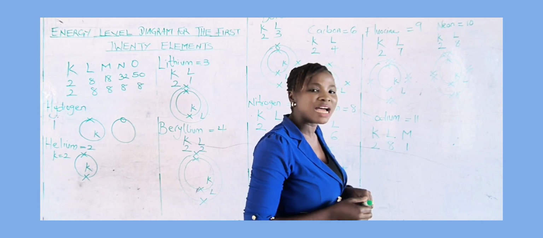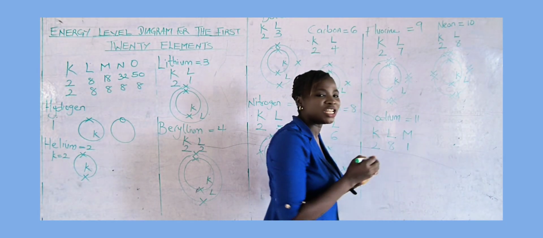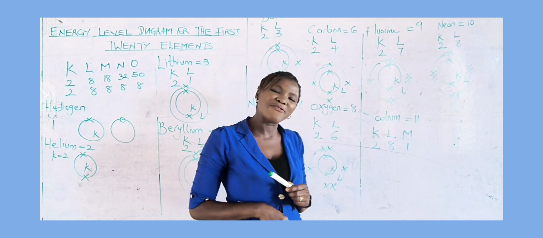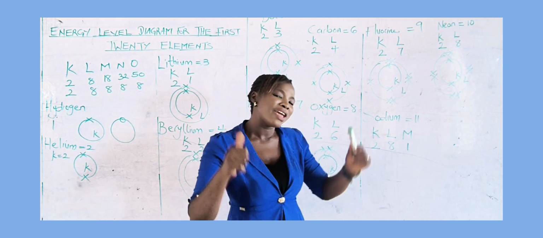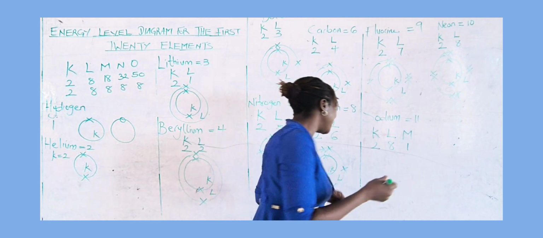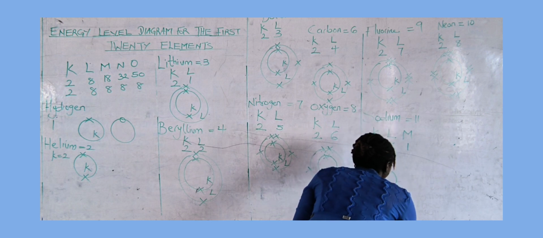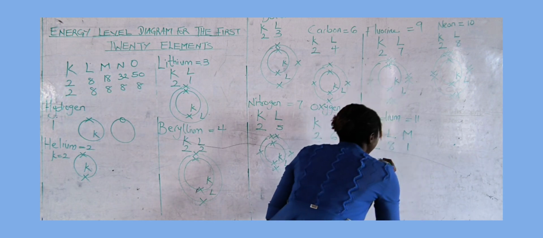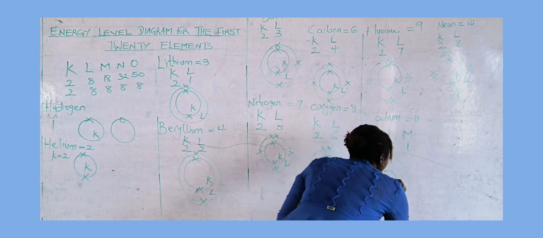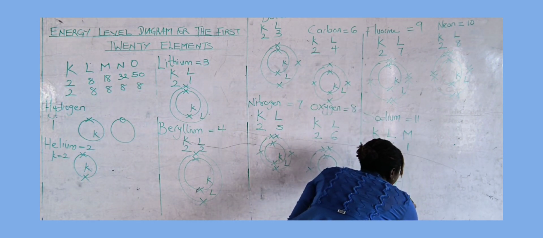So let's draw the diagrammatical representation. How many shells are we going to have now? Let's do it together. Are we going to have 1? No. Are we going to have 2? No. Are we going to have 3? Yes, we are having 3, which is K, L, and M. Let's go. This is our K. This is our L. And here we have our M. So we have K, L, and M.